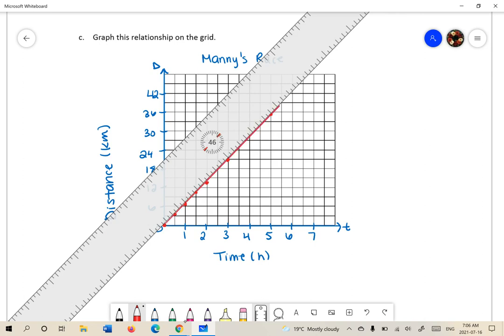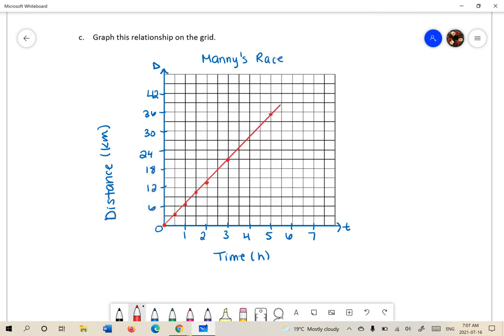And I'm going to label this with my equation. A good way to tell if you completed the table of values correctly is if your points create a straight line when you graph it. And mine does, so I know that I completed the table of values correctly.